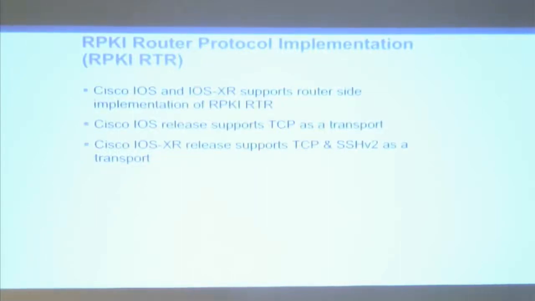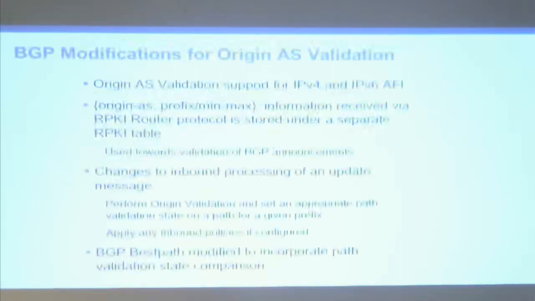So the RPKI router, both IOS and XR support the client part of the RPKI router, which basically downloads the validated ROAs to build the RPKI database. IOS supports TCP as a mode of transport. XR has both TCP and SSH as a mode of transport to connect to the cache validator.